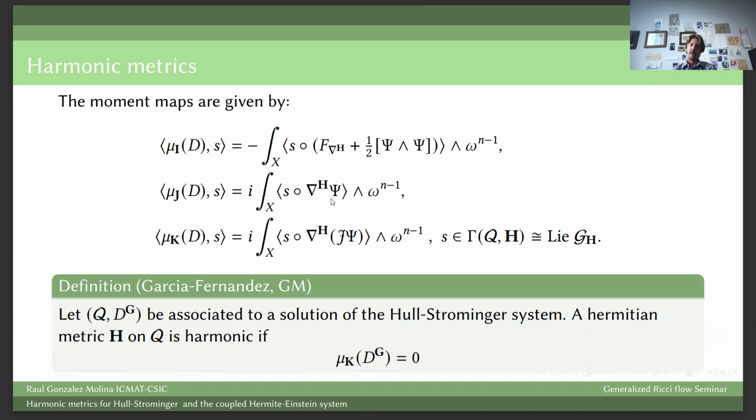Or maybe the other way around. I have to think about it. But yes, they both amount together. They account for the connection to the Hermitian means, and the new one is the third one. So if a metric is such that this splitting produces a zero of this third moment map, I say that this metric is harmonic.